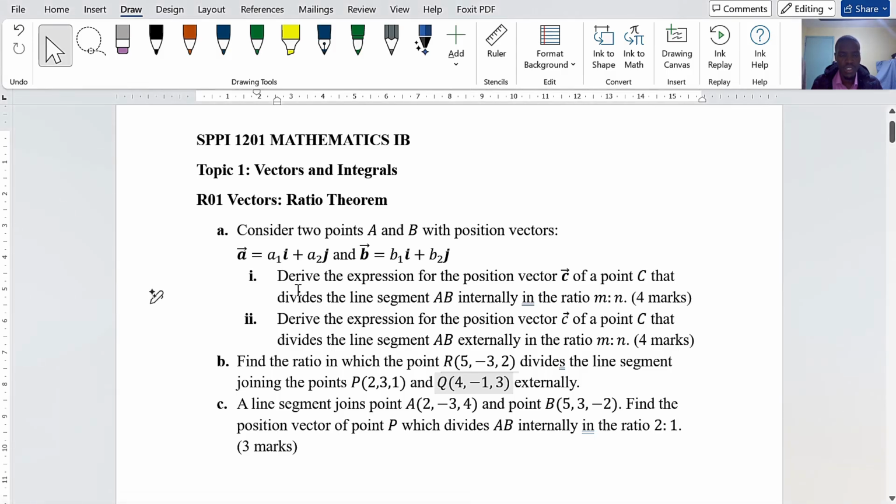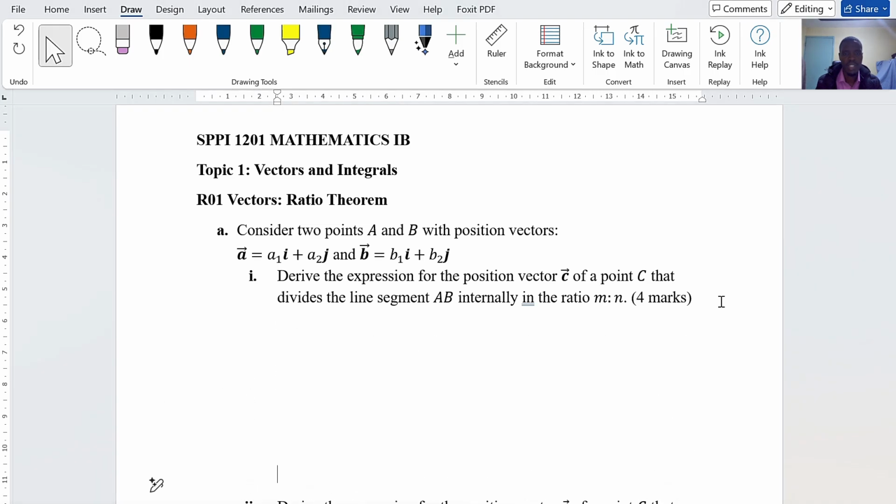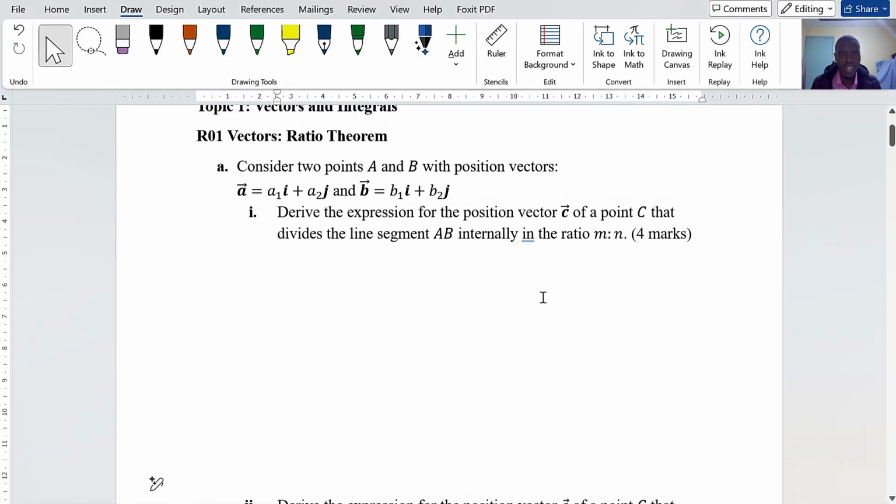And the question we have here is on A. Consider 2 points A and B with position vectors A1i plus A2j, and B, B1i plus B2j. Derive an expression for the position vector C of the point C that divides the line segment AB internally in the ratio m to n.